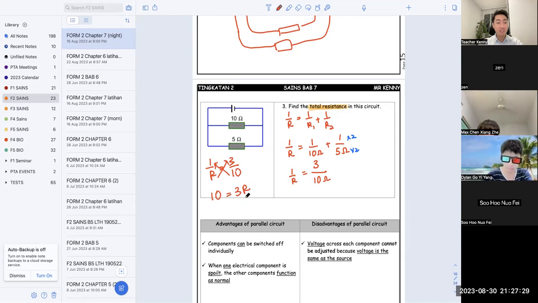You learned this already? Linear? Yes, no? Right? And then R is 10 divided by 3. Okay, that's what your maths teacher teach, right?